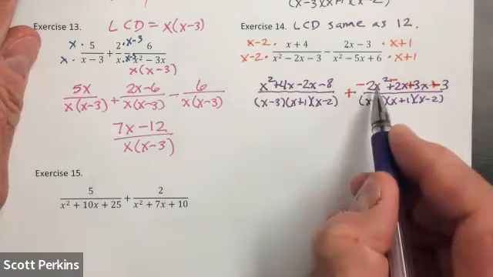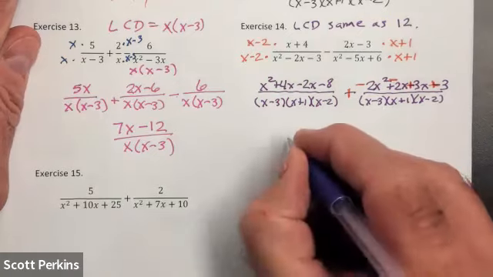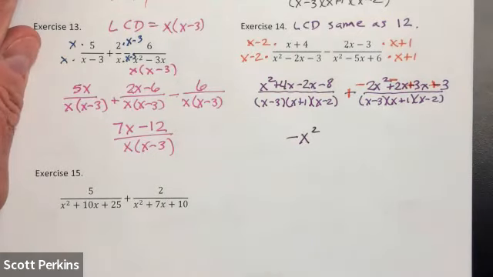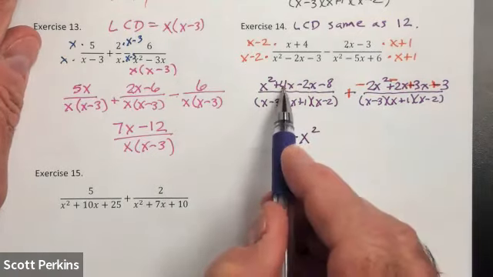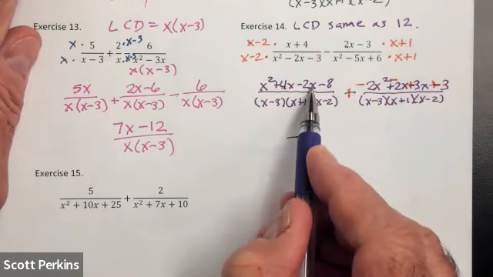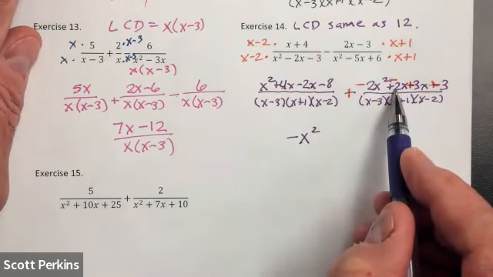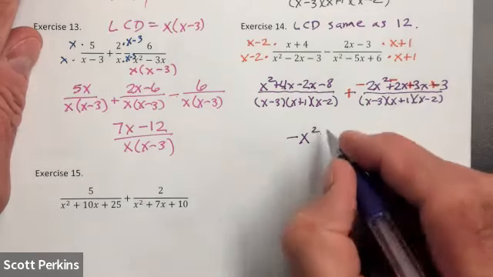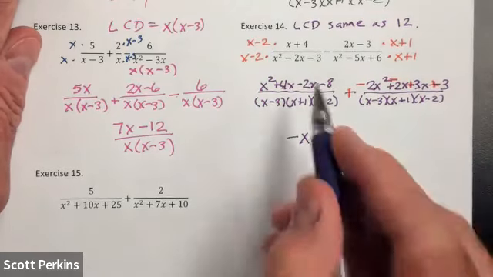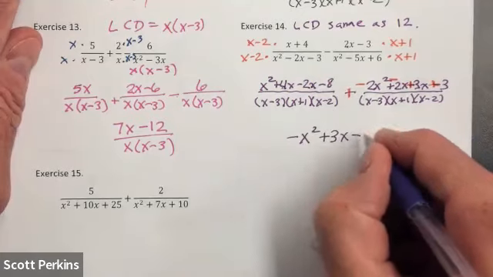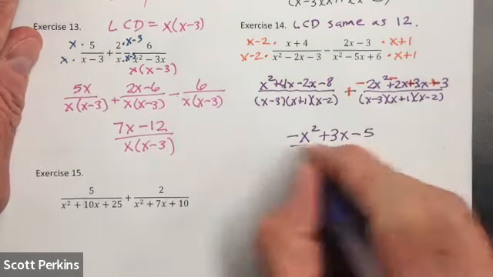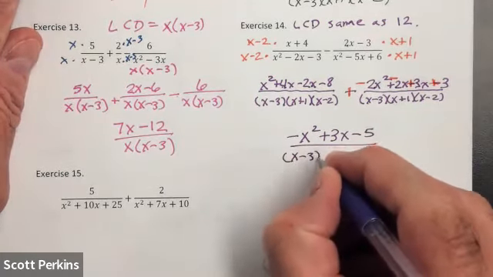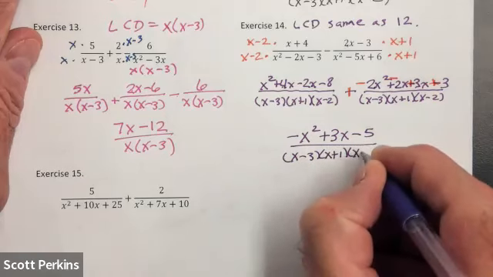I've got x squared, and then negative 2x squared, that's negative x squared, negative 1x squared. 4x minus 2x, that's 2x. Minus 2x, that's 0 x's. Plus 3x, that's plus 3x. And then I have a negative 8 and a plus 3 is a negative 5. All over x minus 3, x plus 1, x minus 2.